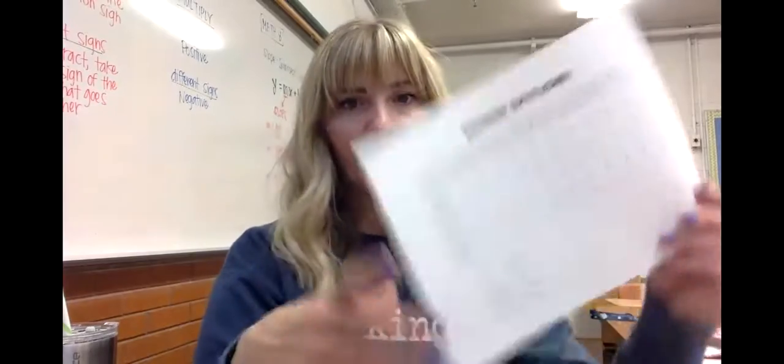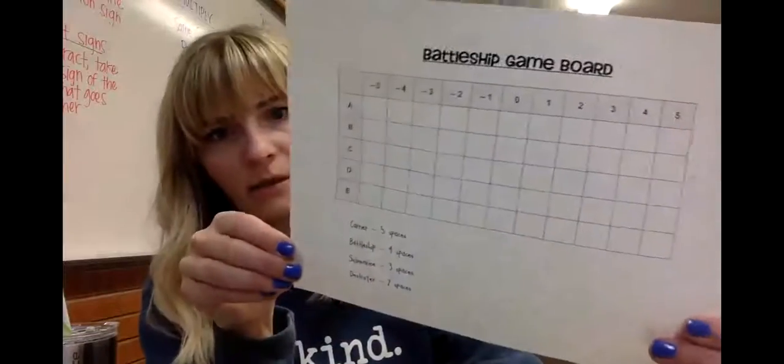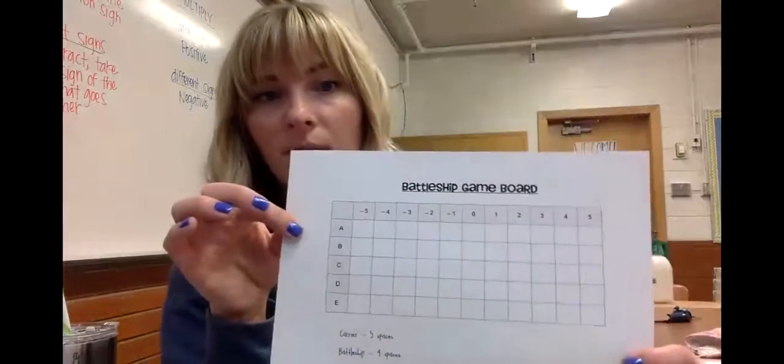But what you all need to have is your Battleship game board. So you can either print the one that I have in there, or you can get it from me if you're at school. Or, I mean, look, all it is is a grid. This would be very easy also to just format on your own paper. If you can't print it, that's okay. You can just make yourself a grid.